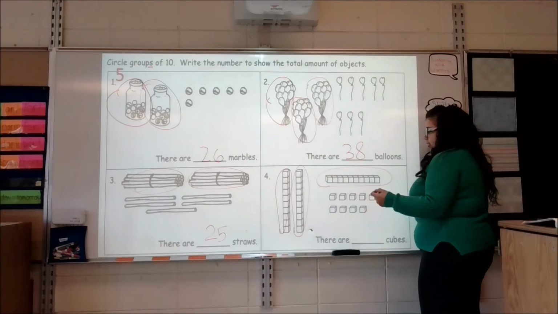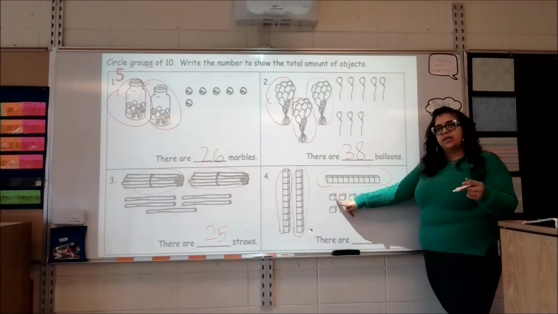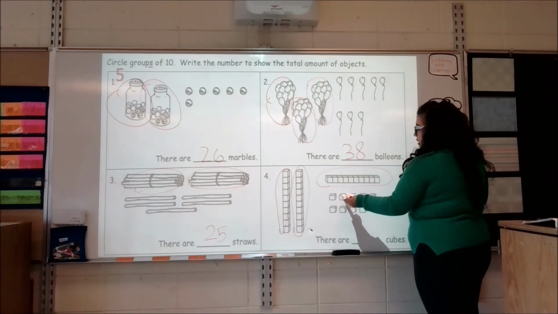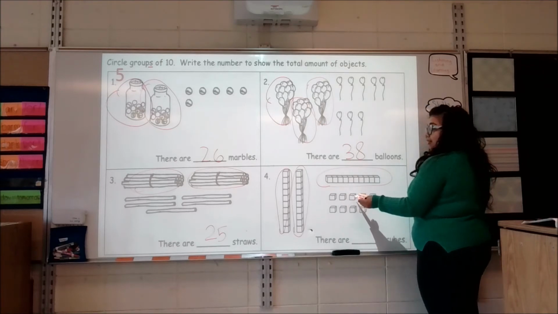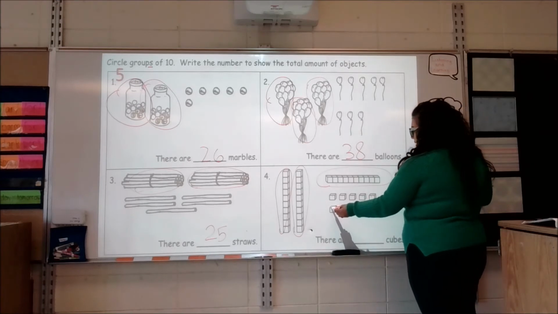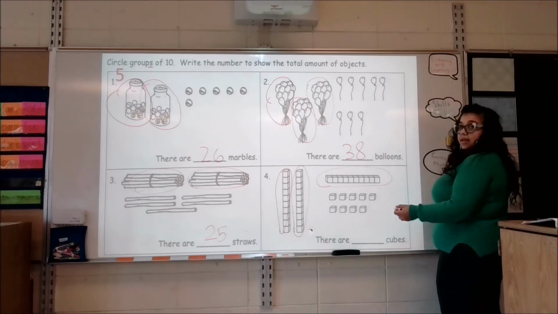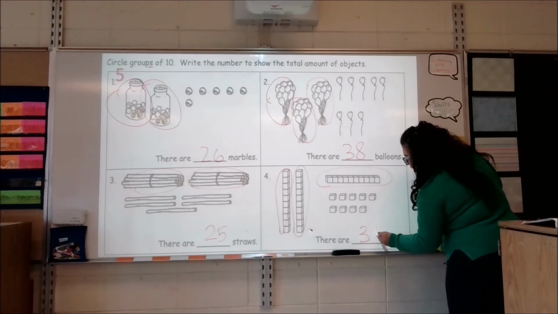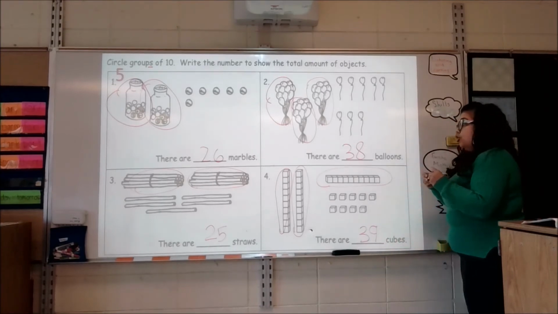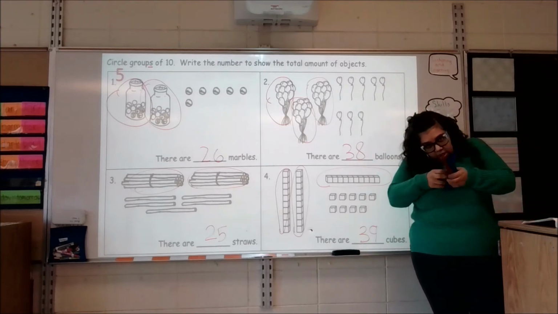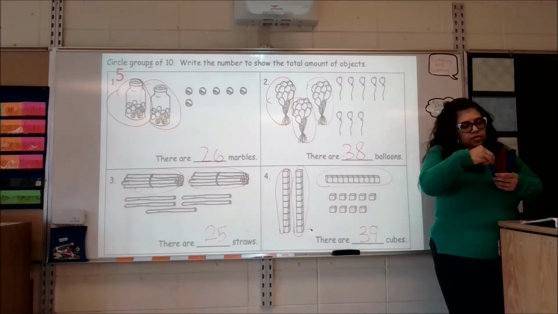30. So keep counting. So are we still going 10 at a time or 1 at a time? 1 at a time. So 31, 32, 33, 34, 35, 36, 37, 38, 39. There are 39 cubes. Now, if I took apart all these cubes and I counted each individual one, I'm going to take one away so it's true.